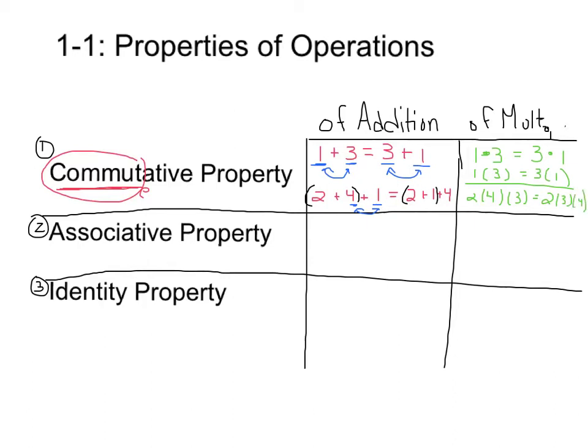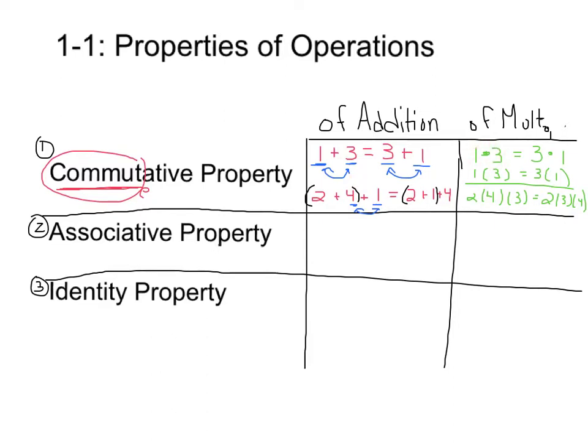So basically, with the commutative property, it says that when you have things being added, where it's all addition, or things being multiplied, where it's all multiplication, you can change the placement of those numbers without changing your final value. So over here, 1 plus 3 would equal 4, 3 plus 1 would also equal 4. 2 plus 4 is 6, plus 1 would be 7, where on this side 2 plus 1 is 3, plus 4 is also 7, so 7 would equal 7.